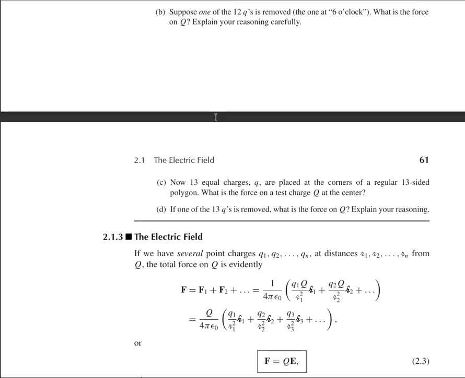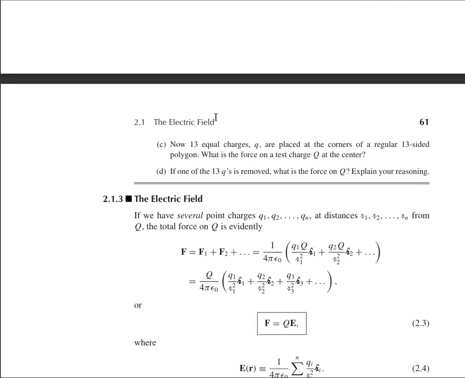Again, now 13 equal charges q are placed at the corners of a regular 13-sided polygon. What is the force on test charge q at the center? Here the fun starts, because here people will not be able to visualize what is actually happening. Let's break this problem into simpler problems. Triangle, because in the even case it is visible that two are opposite and cancelling.